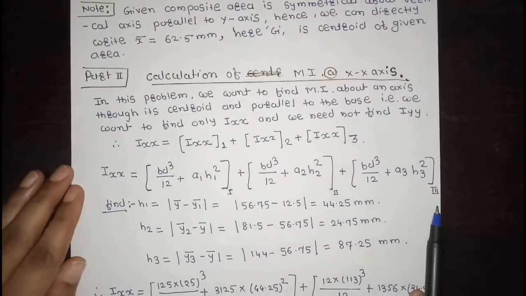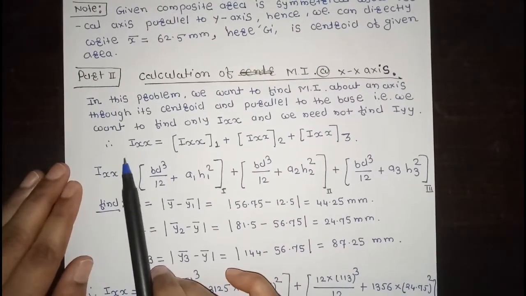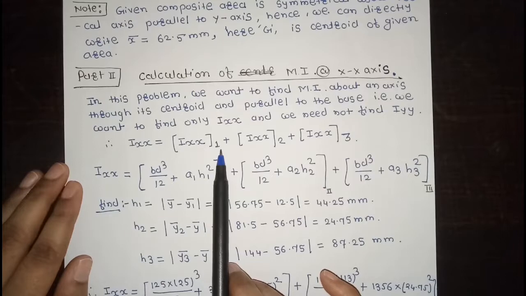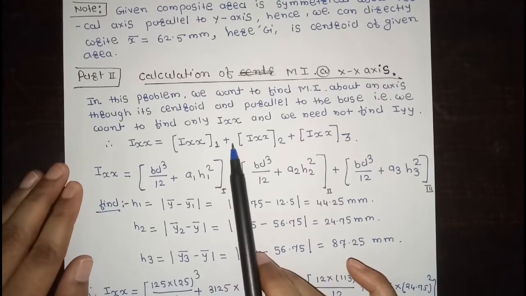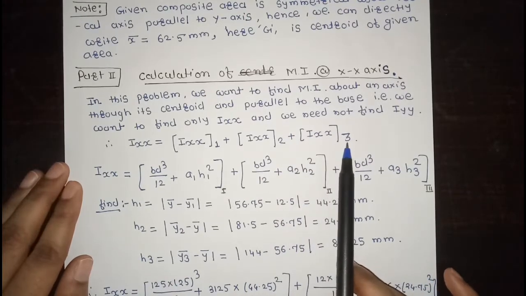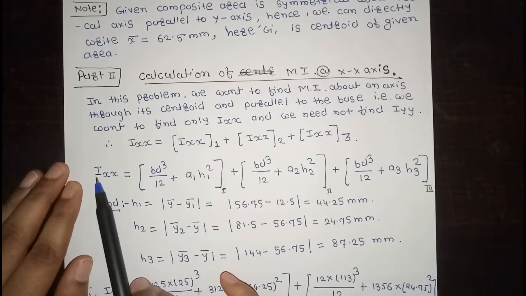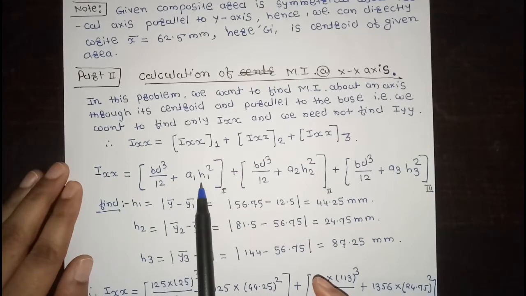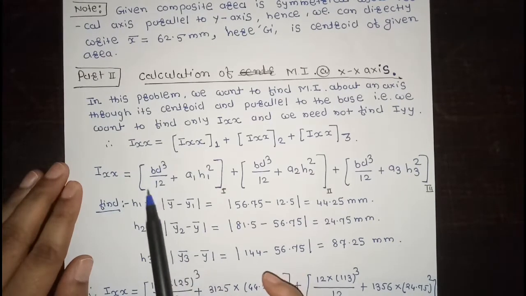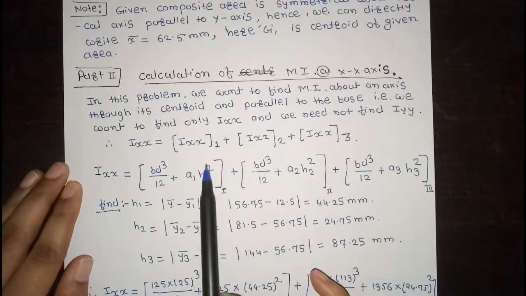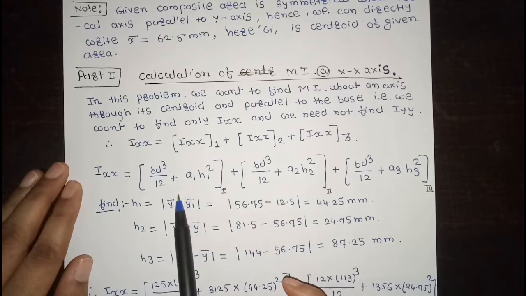Okay, so what is the formula for moment of inertia of overall section? Ix is equal to Ix first section means bottom section plus Ix second section means web section plus Ix third section means flange section. Then we get Ix is equal to bd cube by 12 plus A1 h1 square, means moment of inertia about rectangle section plus A1 h1 square by applying parallel axis theorem.